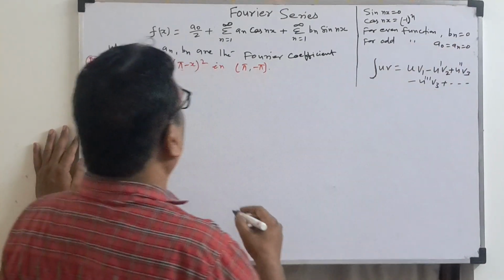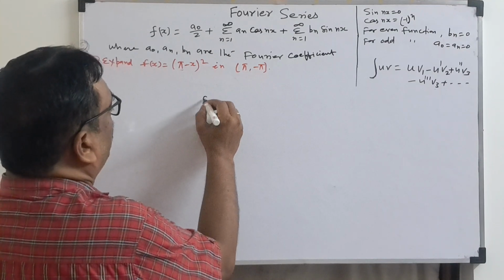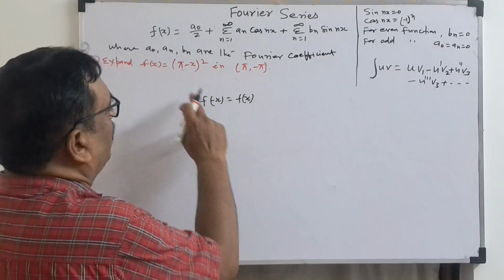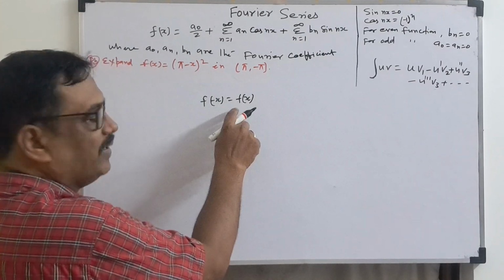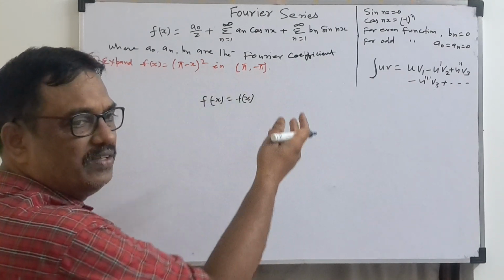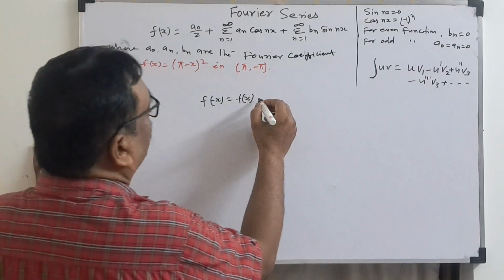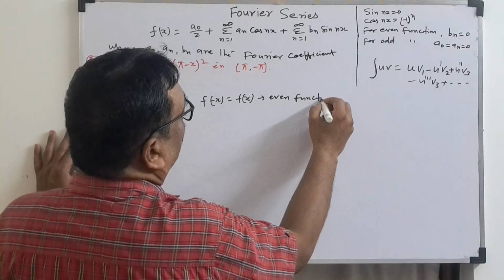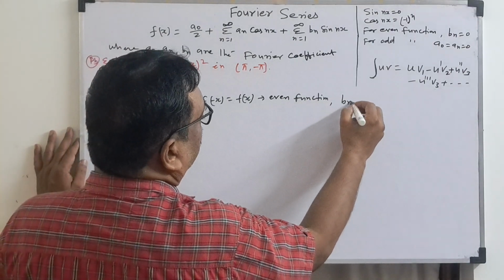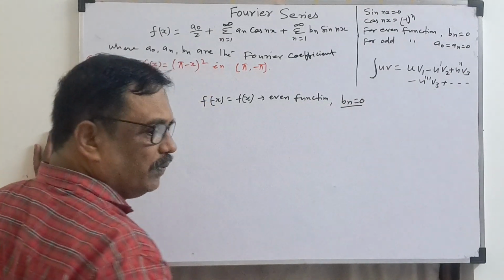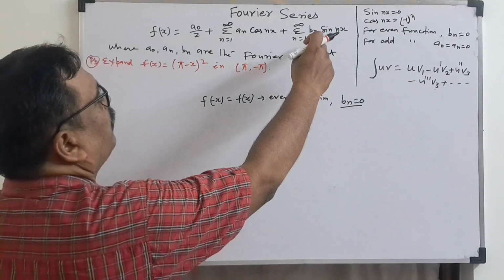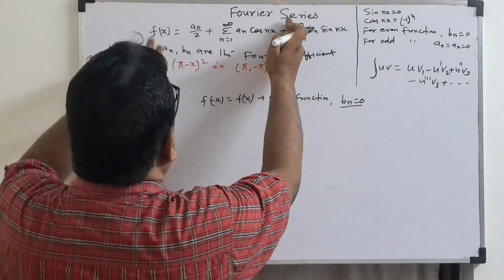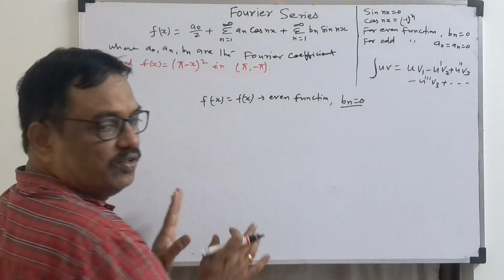Suppose the function is an even function. How will we know the function is even? If we substitute minus x and f(x) comes again, the given function f(x) comes the same, that function is known as an even function. If it is an even function, directly b_n will be 0. This Fourier coefficient b_n will be 0. No need to calculate this term. In that case, the function f(x) with a0 and a_n will be our solution.